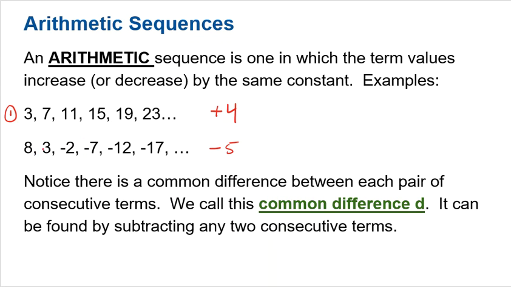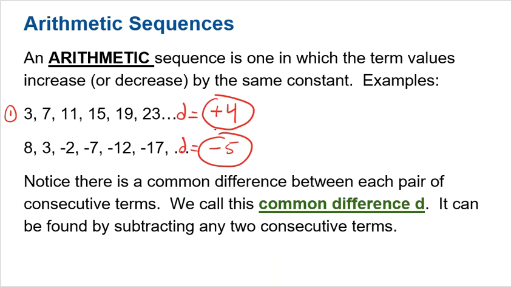You get the point. So we call this common difference D, and that's going to be a really important number to know when we talk about describing an arithmetic sequence. So in this first case, the common difference D would be 4, and in this second example here, the common difference would be negative 5. And again, it's very easy to find that common difference. Just subtract any two consecutive terms.